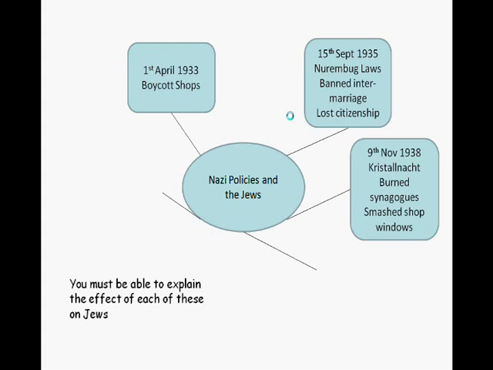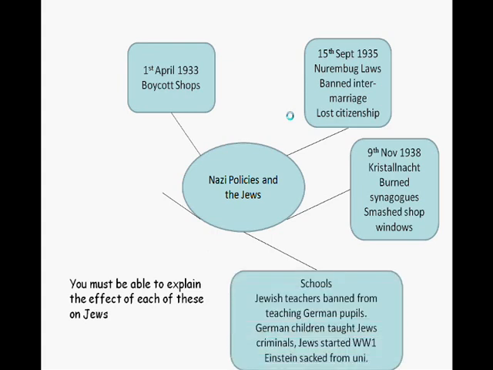And on the 9th of November 1938, Kristallnacht, the night of the broken glass, the Nazis tried to make out that it was a German public reaction to putting up with the Jews and all the rest of it. But in actual fact, it was the Nazis that had organised it. They burned synagogues, smashed shop windows, arrested people, and some people were also murdered.